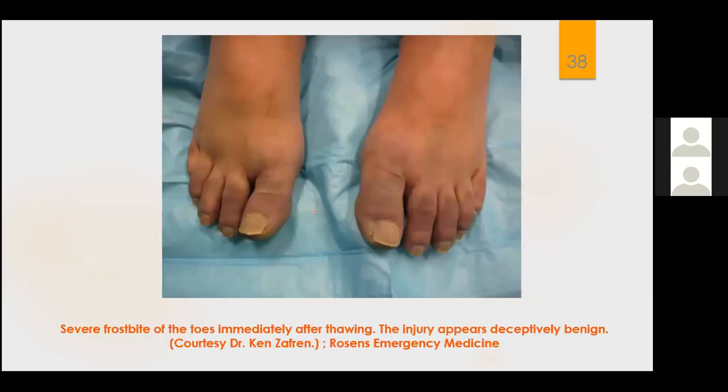So this is one example of severe frostbite after the treatment. It looks like almost normal skin, but it can be deceptively benign.